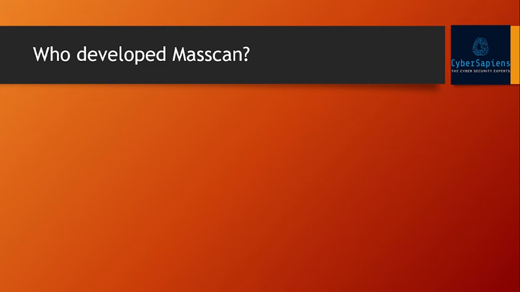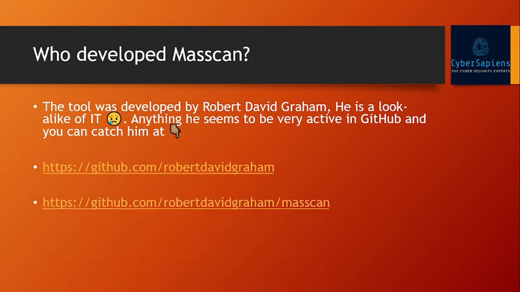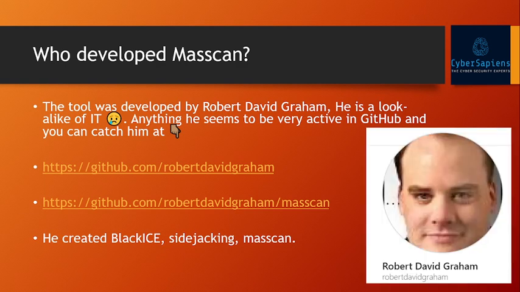Let us understand who developed this Masscan. This tool was developed by Robert David Graham. He is a luminary of IT, meaning he has developed very good and amazing tools to help the community. Here is the GitHub link for his profile. You can go through this link and find him doing some amazing stuff for cybersecurity. He has created BlackICE, SideJacking, Masscan, and such kinds of tools.